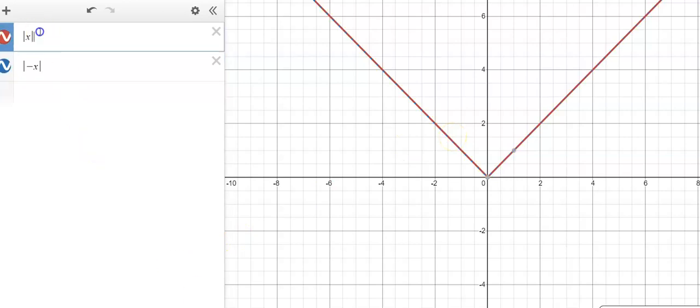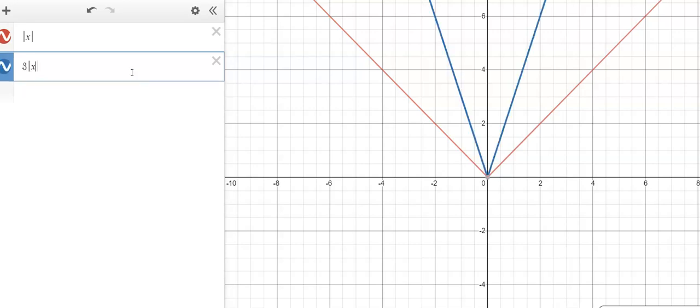Okay, now let's stick with the absolute value, because it's a good one for us to do this with, and let's see what happens if we multiply the front of the absolute value function by a number. So I'm going to multiply by 3. Notice that it made it skinnier. It pulled it toward the y-axis. And we refer to this as it stretches it. Okay, you can think of it kind of like rubber bands. It stretches upwards. All right.